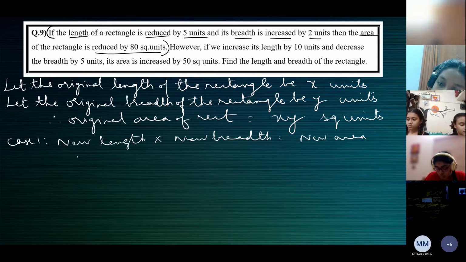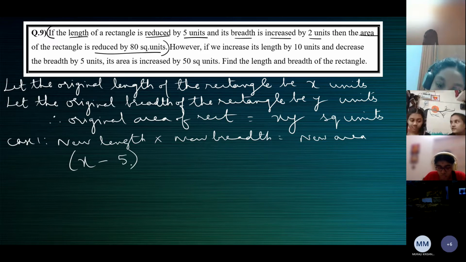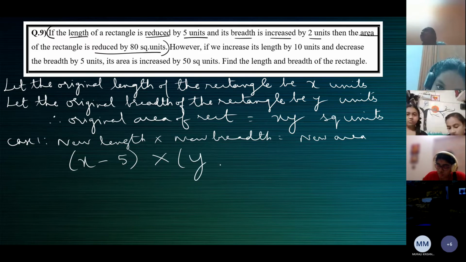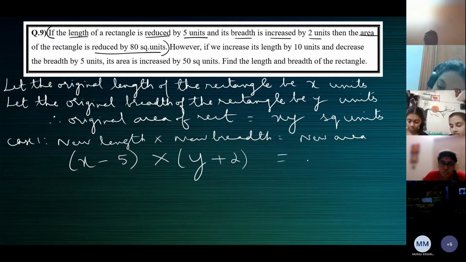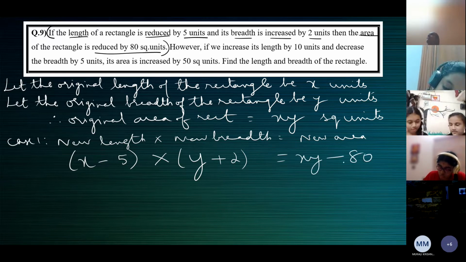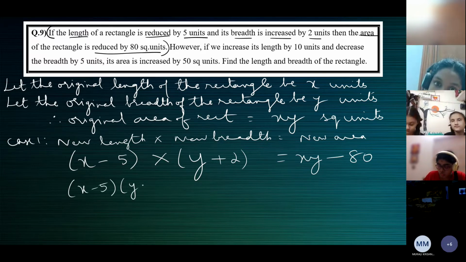What's the new length? Original length is x. The length is reduced by 5. So x minus 5 is the new length, into what's the new breadth? y is the breadth. The new breadth is increased by 2. So y plus 2 is equal to the new area. What's the new area? The area is reduced by 80. That is, the original area is reduced by 80. So you will get x minus 5 into y plus 2 is equal to xy minus 80.